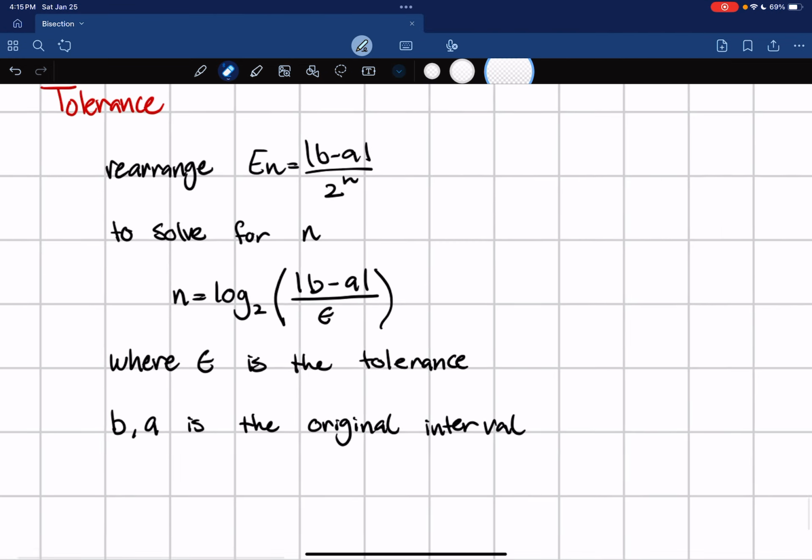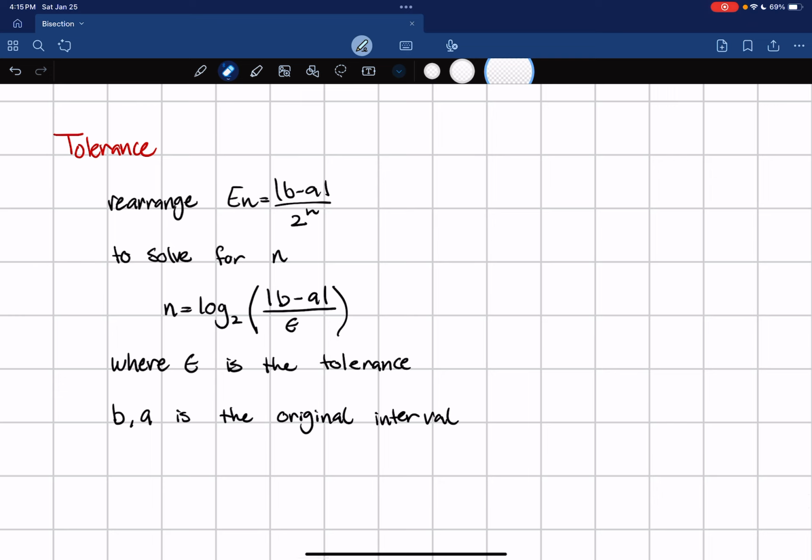Now, for tolerance, what is tolerance? If you go to the lecture before this one, the first one, I talked about error and tolerance and what they represent. The tolerance is the maximum error you want to handle.